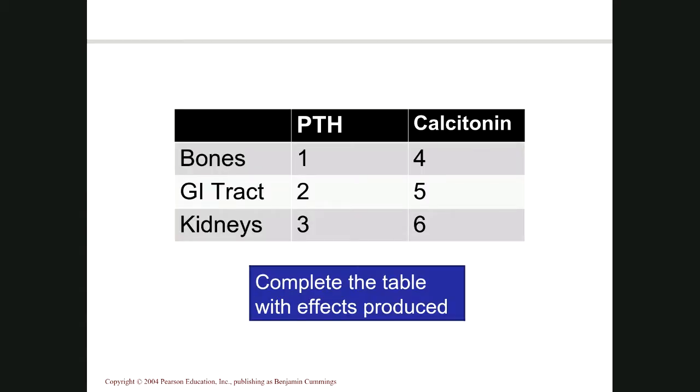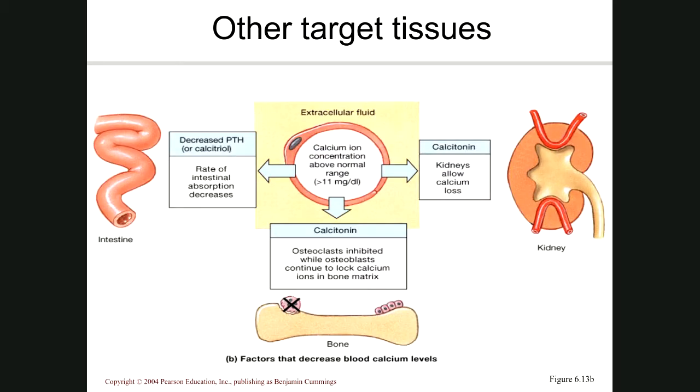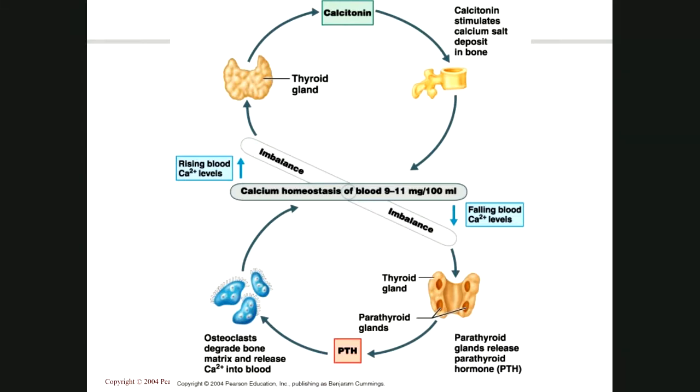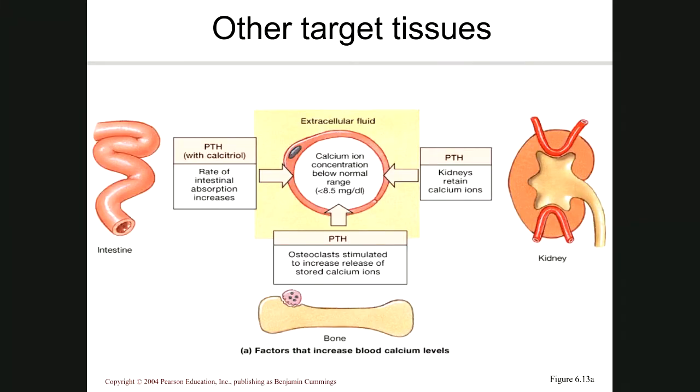So this would be like a quiz right here. Question number one is, what does PTH do at the bones? Well, we already know. It makes you take calcium out of the bone. So it's going to activate those osteoclasts. Osteoclasts are going to eat the bone and release the calcium.